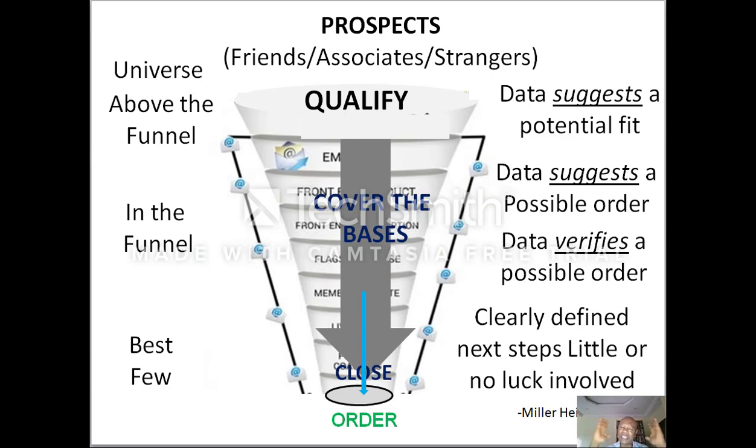Nothing happens by accident. Everything is by data. Data suggests a potential fit. Data suggests a possible order. Data verifies a possible order. Clearly defined next steps. Little or no luck involved. Friends, associates, strangers, prospects, the universe: you qualify them in the funnel, and then do things, adding them, covering the bases, touching them, and so on and so forth. And then you select the best few that order. So that's how it works.